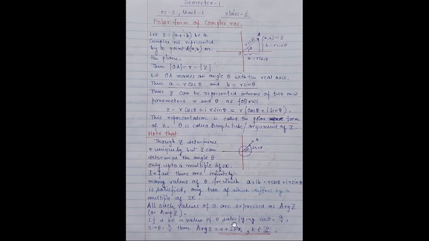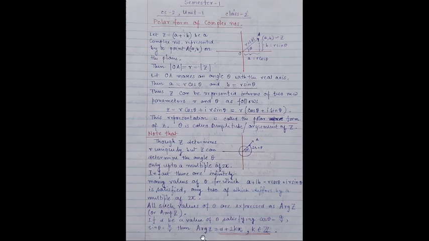So we accumulate all such values. All these values differ, as we have already seen, only by a multiple of 2 pi. So we will accumulate them and call them Arg with a capital A.